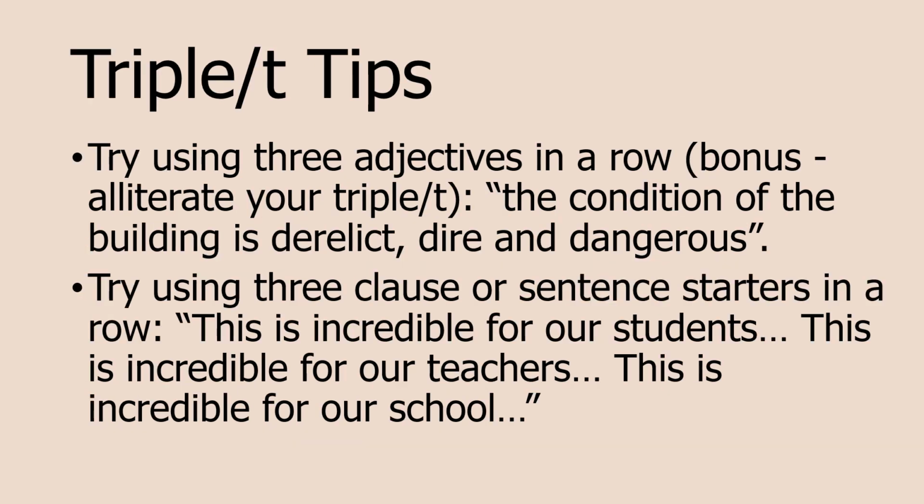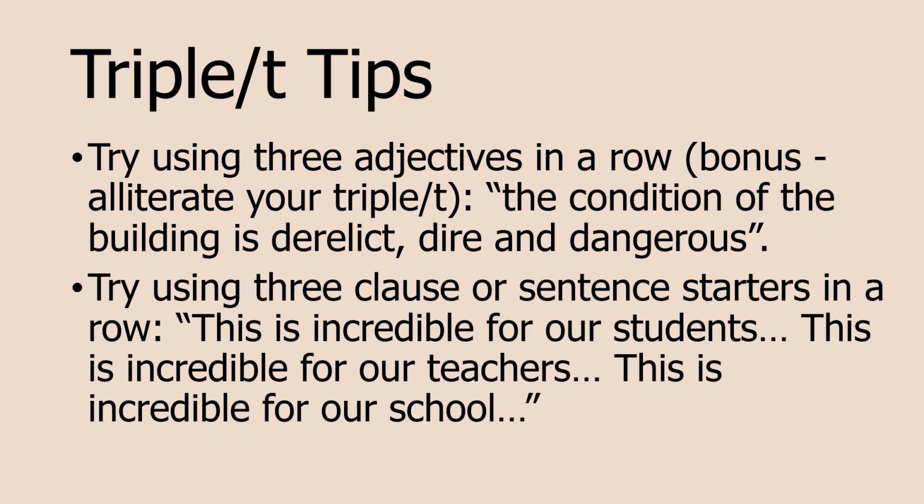So here are some tips for you to use triples or triplets in your writing. Try using 3 adjectives in a row when describing something. Bonus if you can alliterate your 3 adjectives. For example, the condition of the building is derelict, dire, and dangerous. Derelict, dire, and dangerous are all adjectives. They all describe the building.